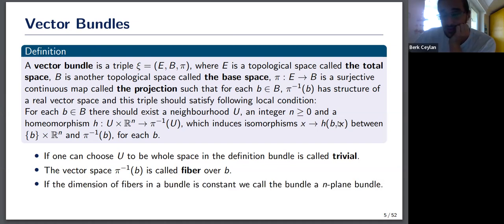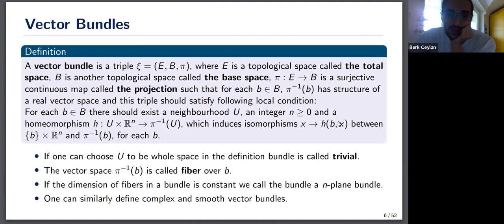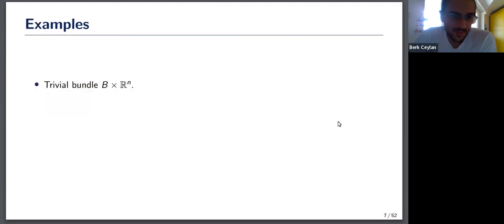The dimension of fibers is always a locally constant function because of the local triviality, but if it's globally constant, we call the bundle an n-plane bundle. And you can define complex and smooth vector bundles. For example, if E and B are smooth manifolds and the projection is smooth and local charts are diffeomorphisms, we have a smooth vector bundle, and complex is analogous.